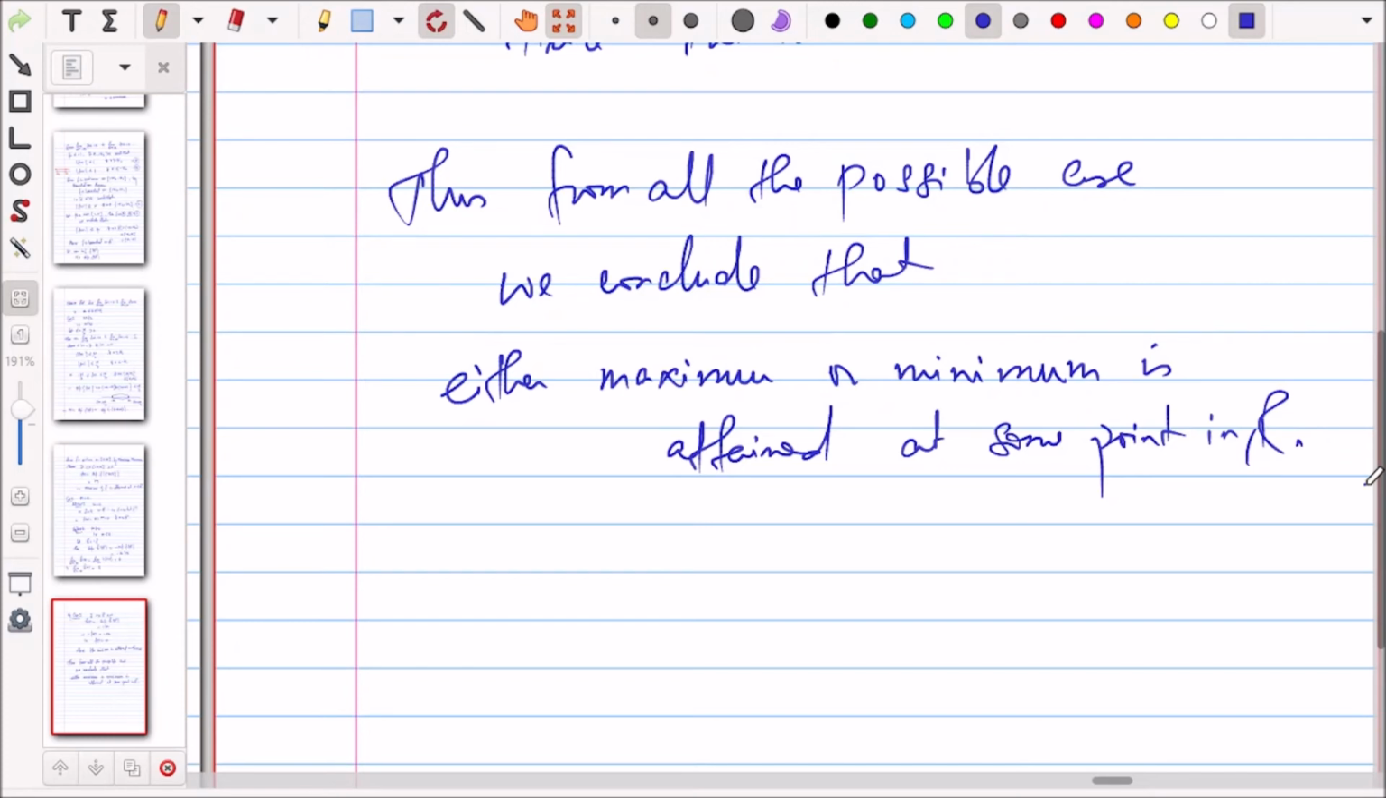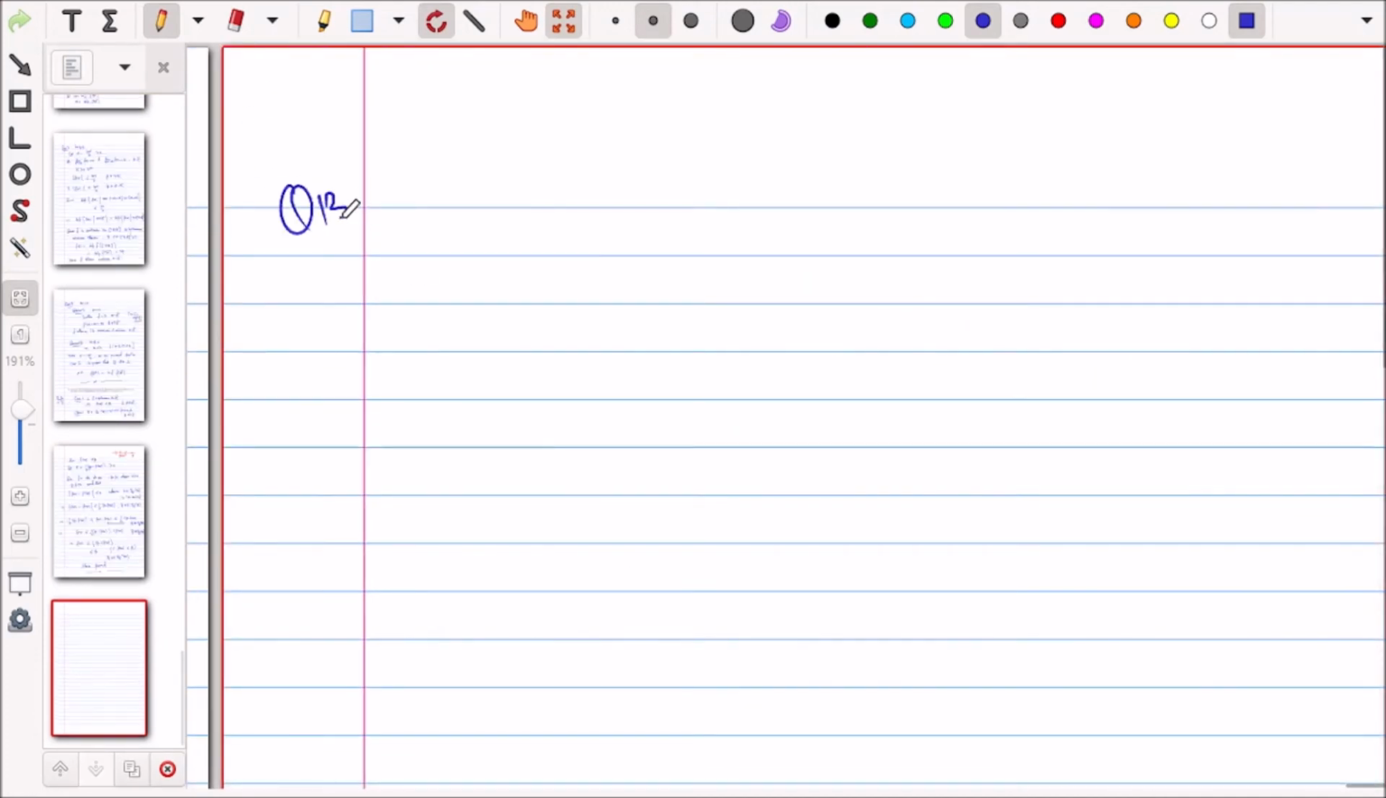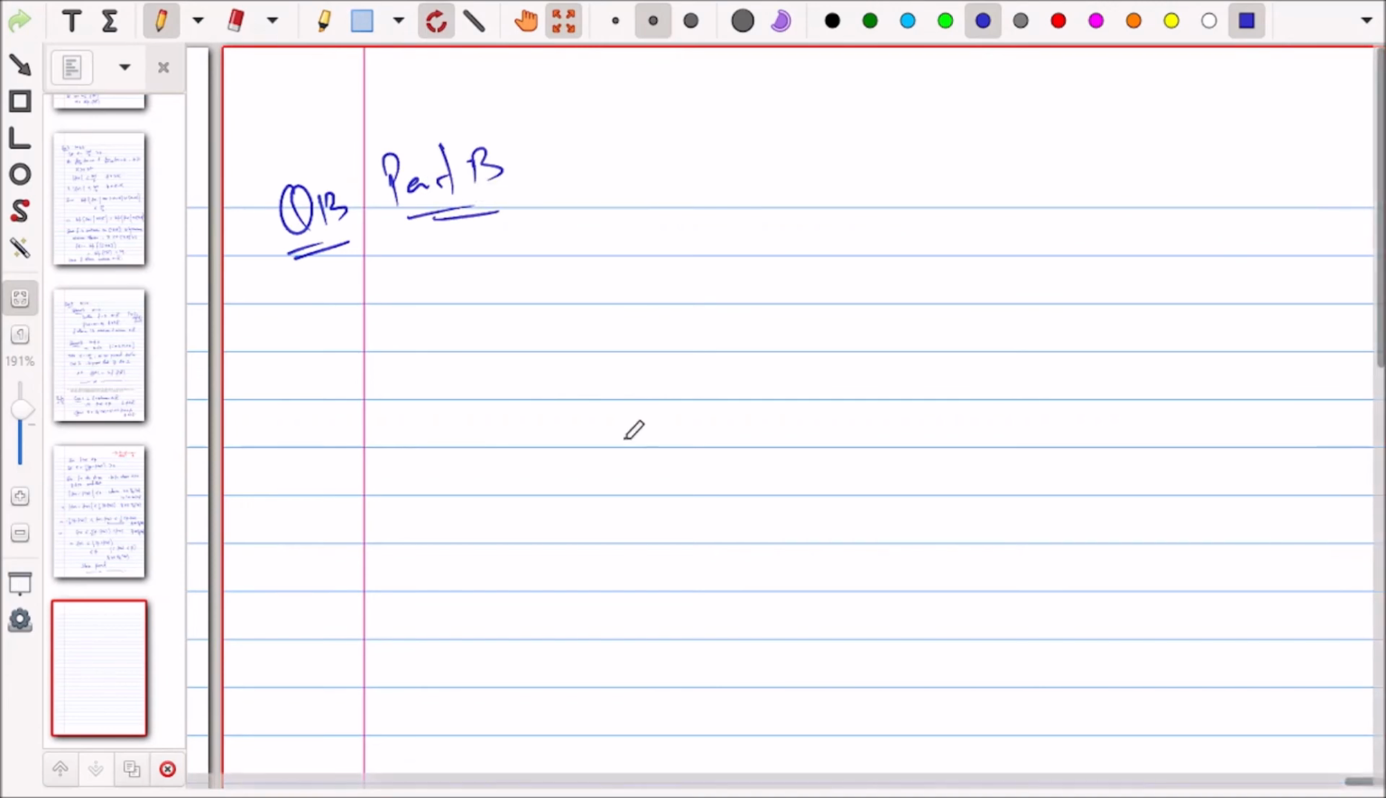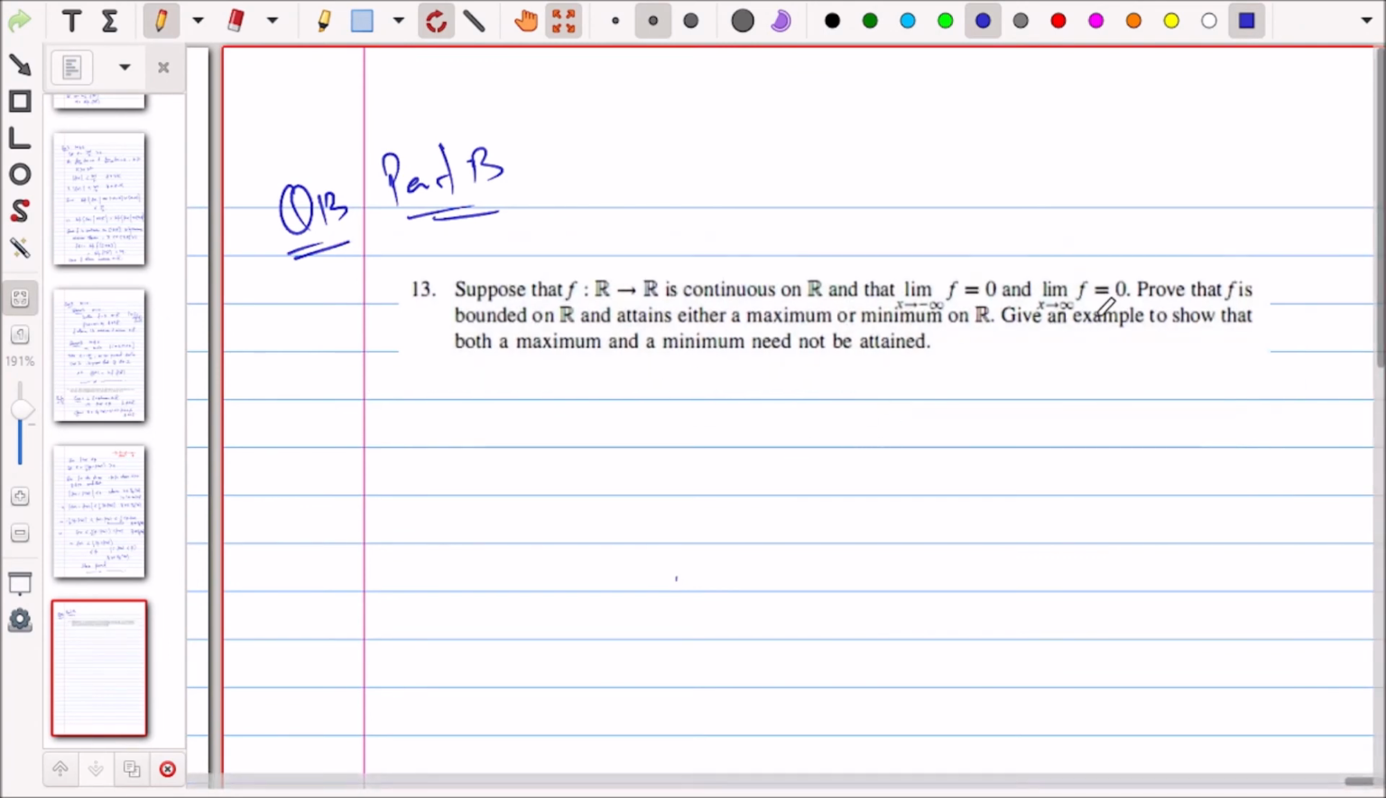Now in the next part we are asked to give an example of a function that satisfies these properties, but exactly one of either the maximum or the minimum is attained. So let us look at that example. Question number 13, part B, give an example. We are asked to give an example of a function to show that both a maximum and a minimum need not be attained.